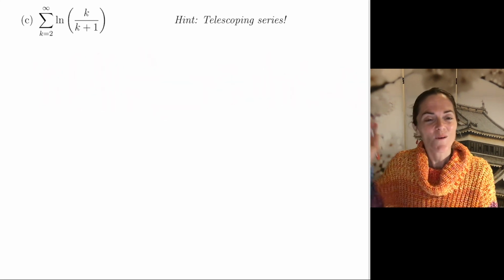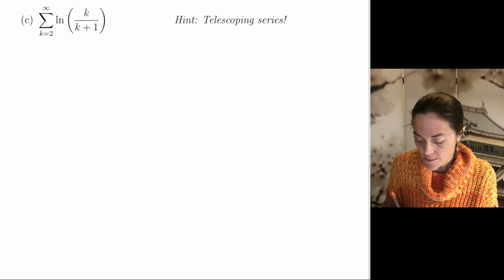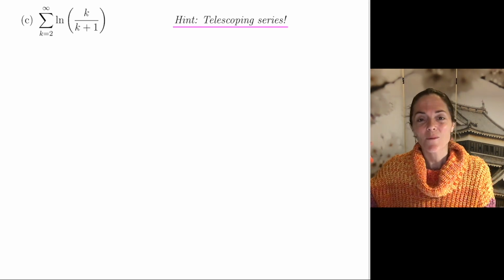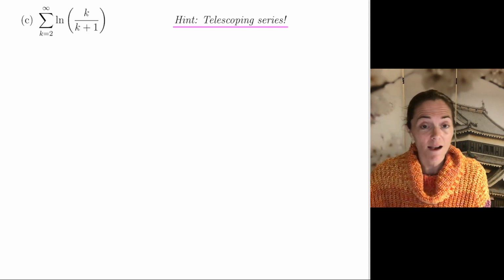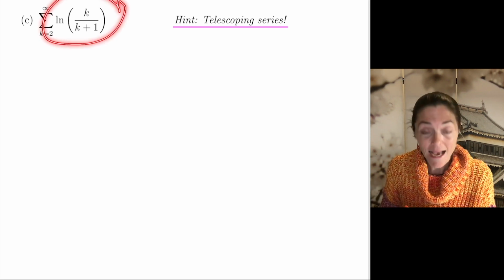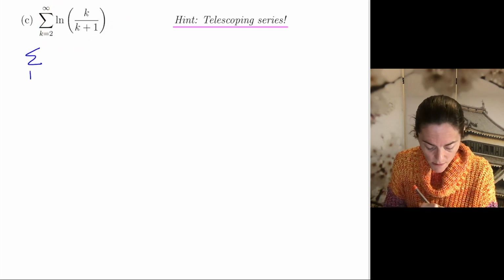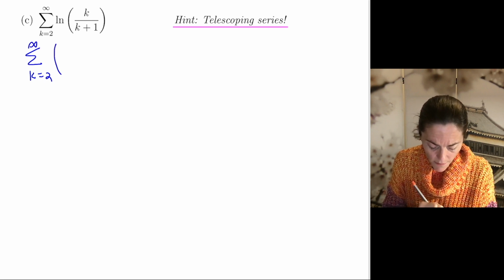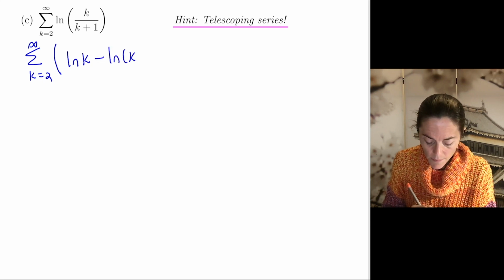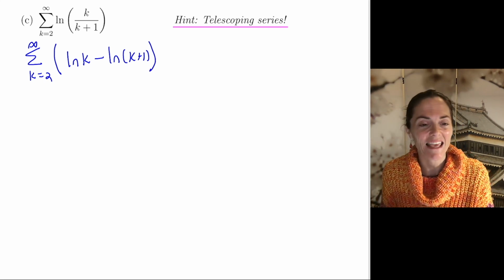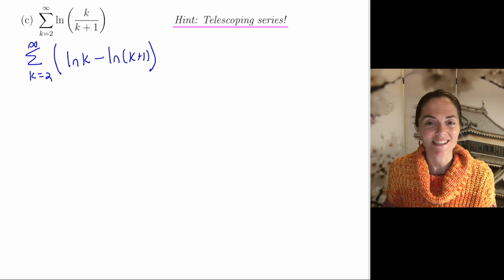Okay, so now let us try something else. And the something else comes from the hint. This is a telescoping series. Typically, when we have a telescoping series, we see a difference of two things as our kth term. And here I don't see that, but you note that I can write it that way. So that will be my first step. We may use log properties here. My kth term is ln k minus ln of k plus 1.